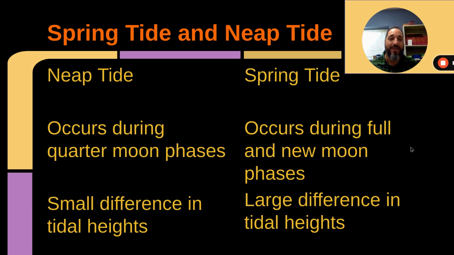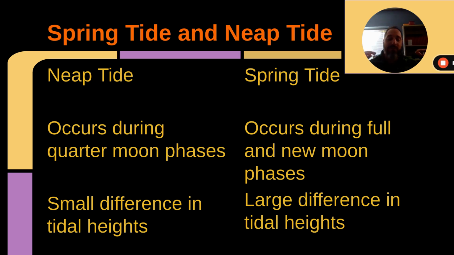Now, tides are not the same throughout the entire year. The phase of the moon actually has a big, important role to play in how much tide we're going to see. And we have two types of tides. We've got spring tides and neap tides. So neap tides are going to occur during the quarter moon phases, when the moon and the sun and the earth are not all aligned with each other, right? They're going to have a harder time pulling on that water.